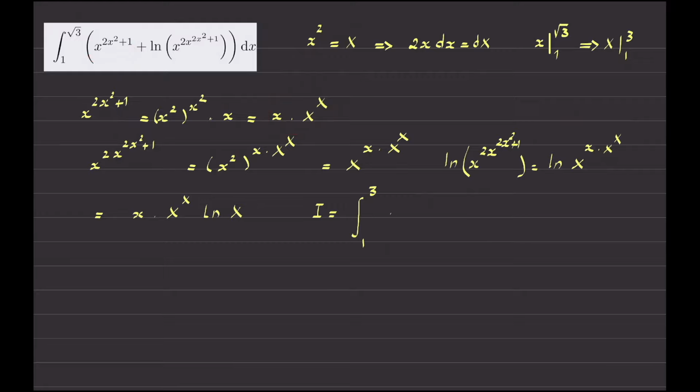So this becomes little x times capital X to the power of capital X plus, instead of this expression, I can write this. So this becomes little x times capital X to the power x and ln of capital X, and then everything multiplied by d of little x.